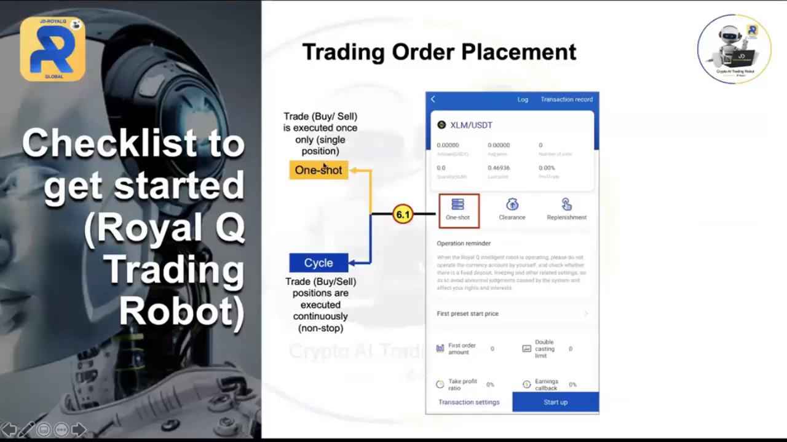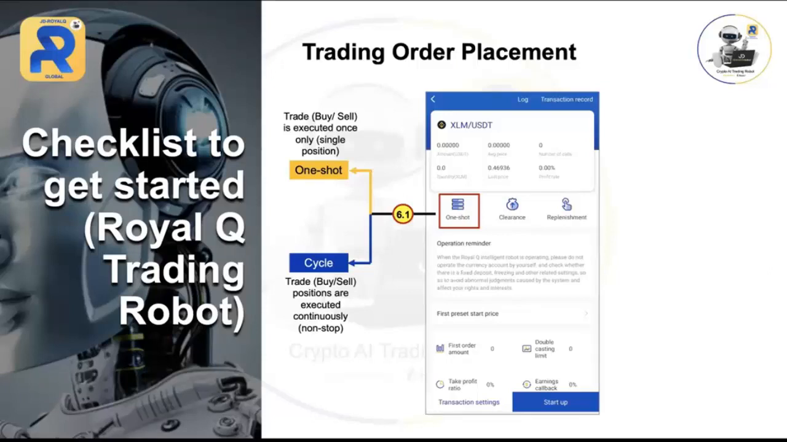One shot means you only want this robot to trade this pair only once. Which means the robot opens the trade and closes the trade, that is it, finish. It closes in profit, and it will not open any longer for that pair. Now, cycle means the robot will continuously open the trade and close the trade. Once it closes, it opens again. Once it's closed, it opens again. So it will be doing that automatically without your interference.